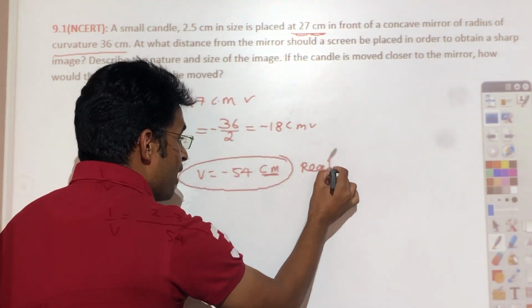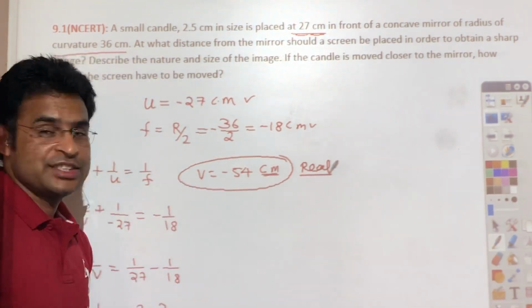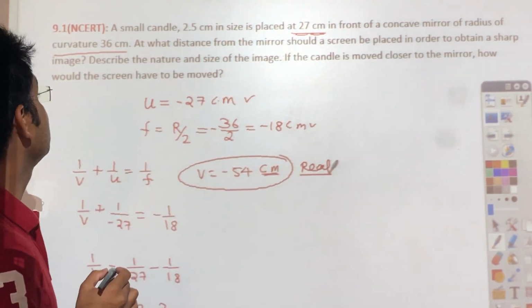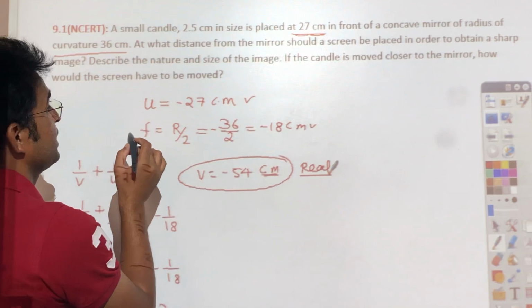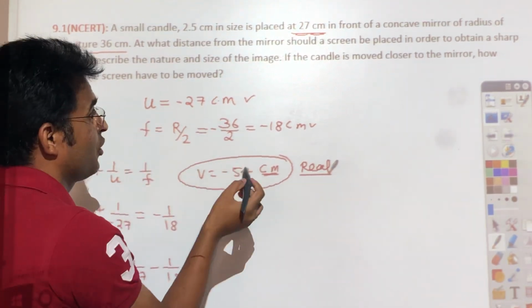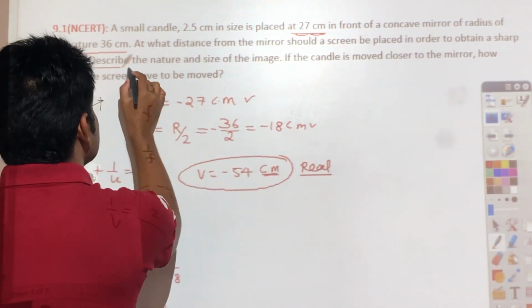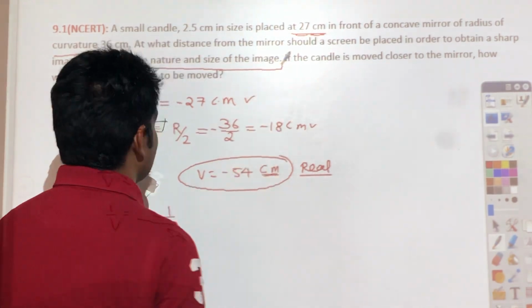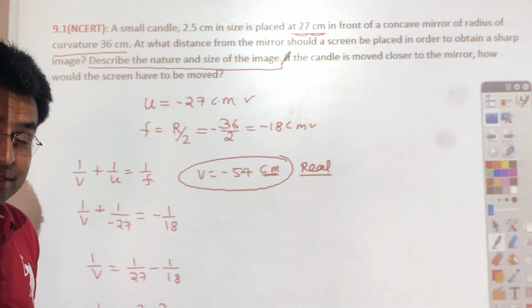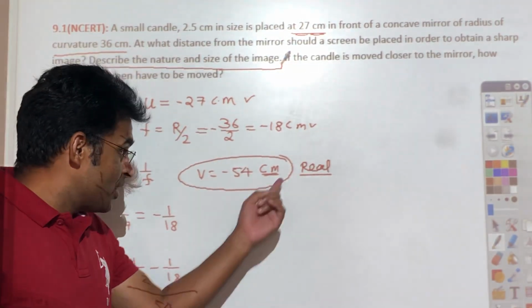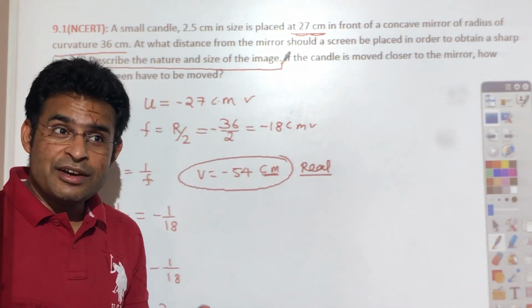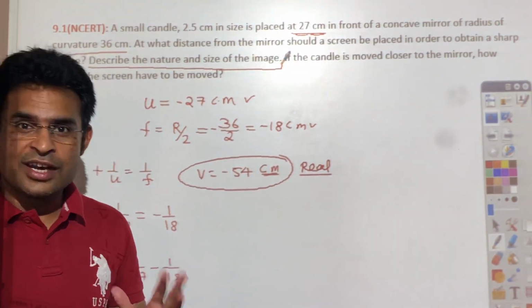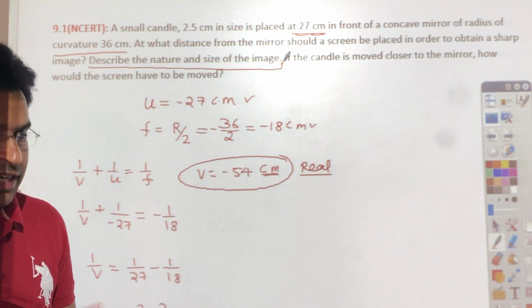Now I need to calculate the magnification as well, because they are asking to describe the nature and size of the image. First I got the position, and now I have to describe the nature as well. One nature we got, that is real, but we didn't get whether it's magnified or diminished, or whether it's erect or inverted.